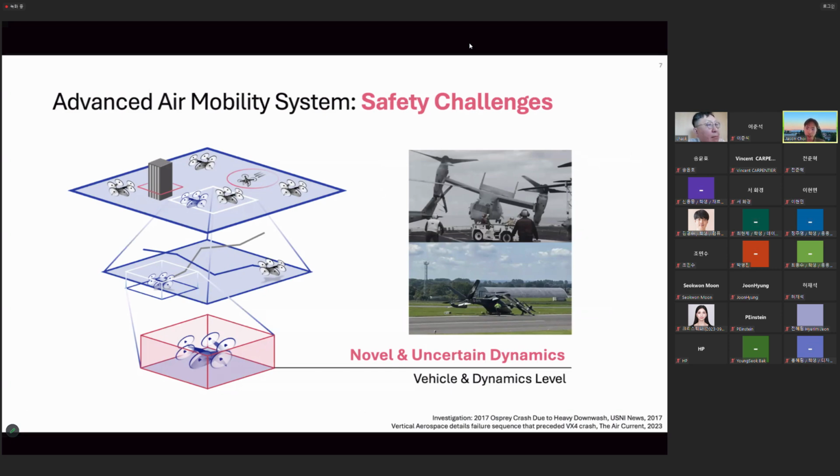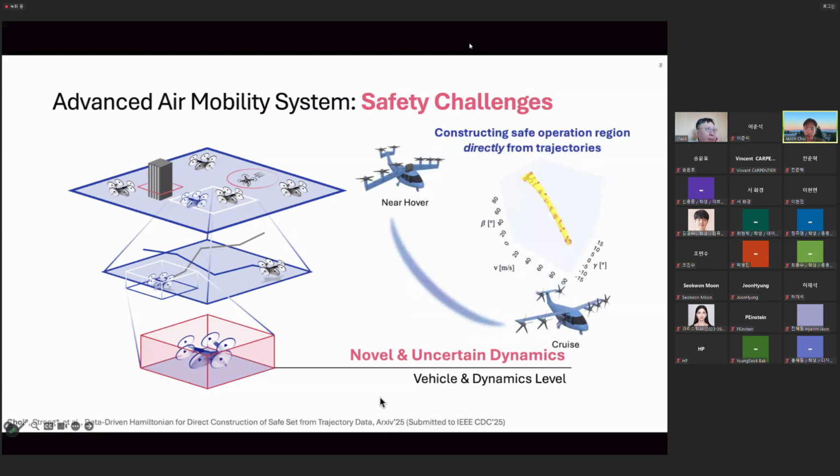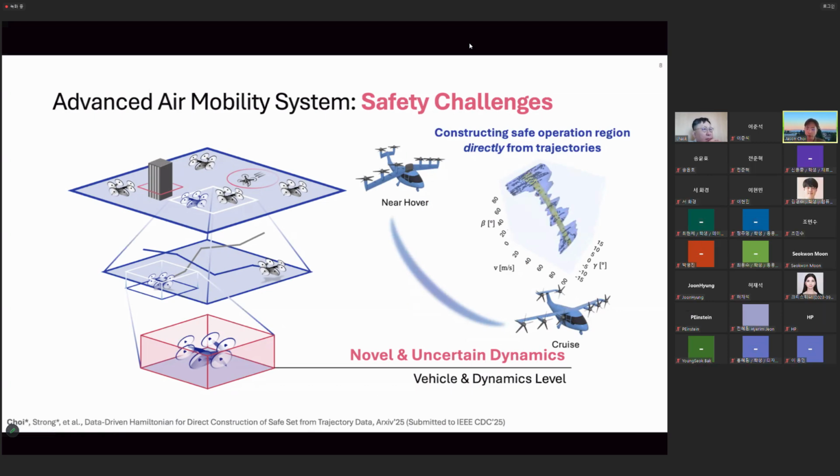How to address the novel and uncertain dynamics underlying this mode transition is one of the main safety challenges for this vehicle. Today, in the first part of the talk, I'll show you how we can construct a verified safety region of the robot or system state directly from trajectory data.